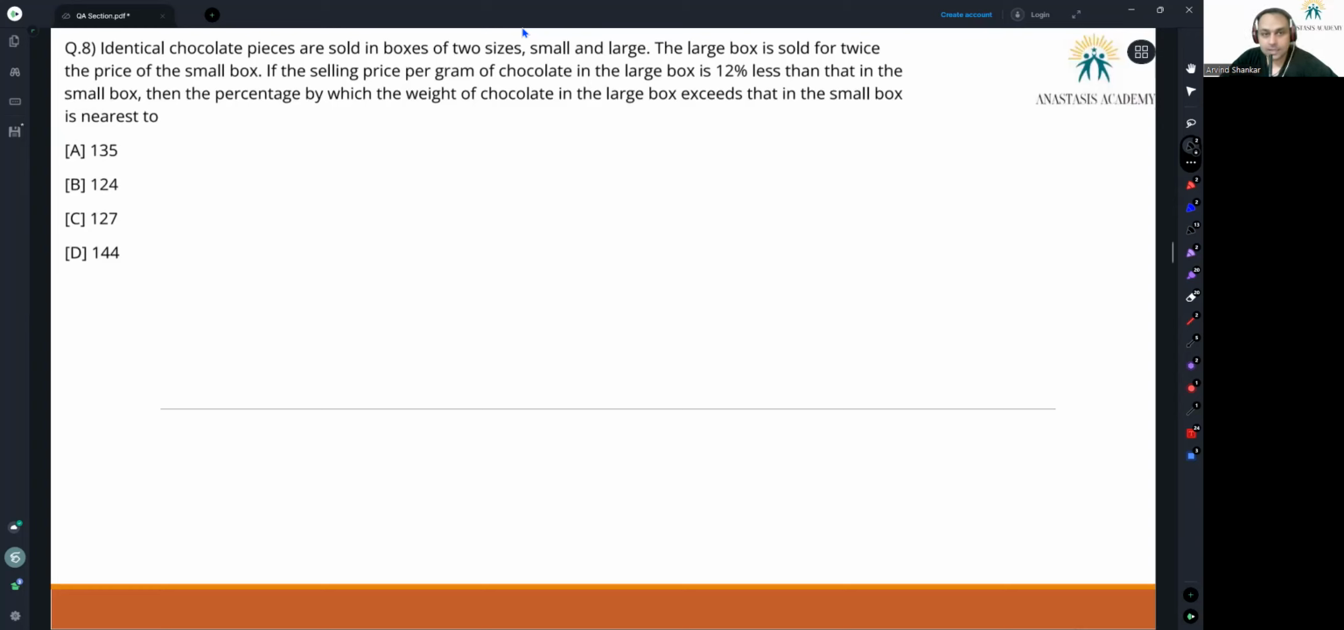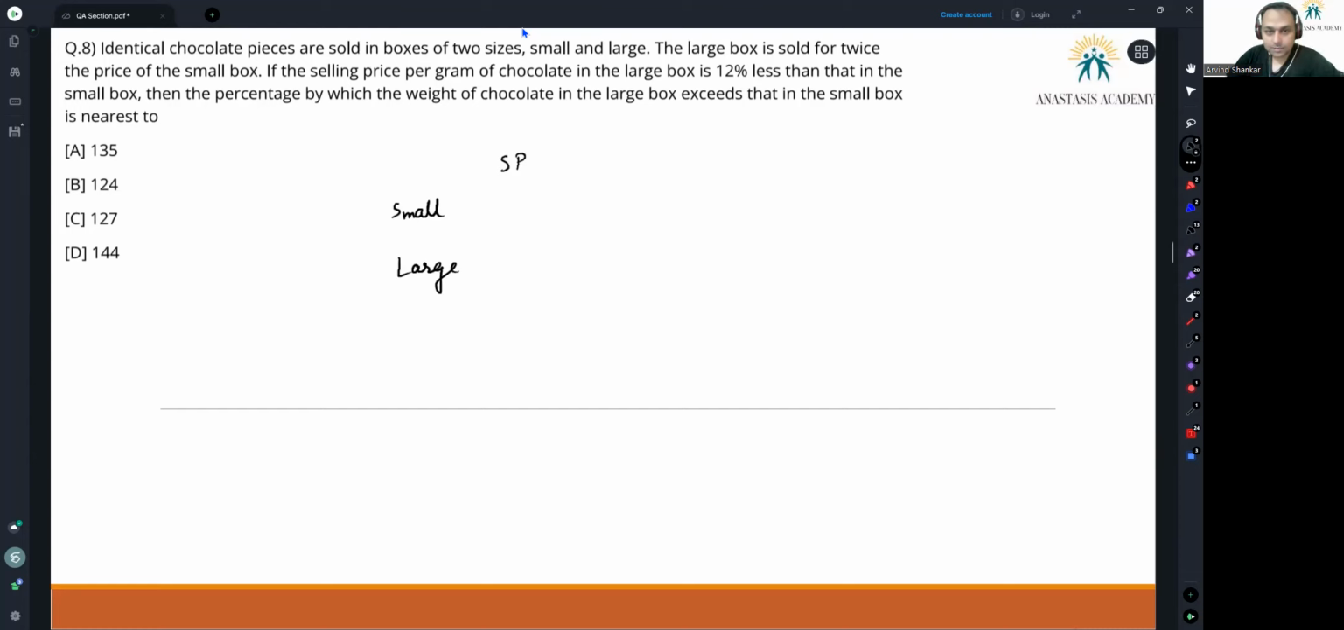Identical chocolate pieces are sold in boxes of two sizes, small and large. The large box is sold for twice the price of the small box. If selling price per gram of chocolate in the large box is 12% less than that in the small box, then the percentage by which the weight of the chocolate in the large box exceeds that in the small box is nearest to. चलो देखिए, selling price, small box, large box.